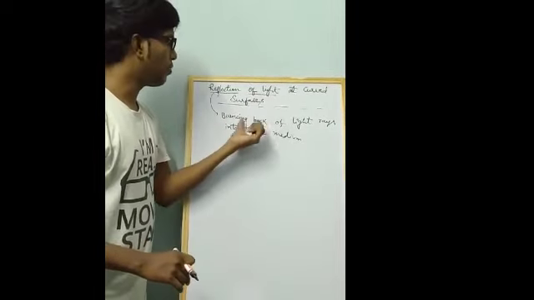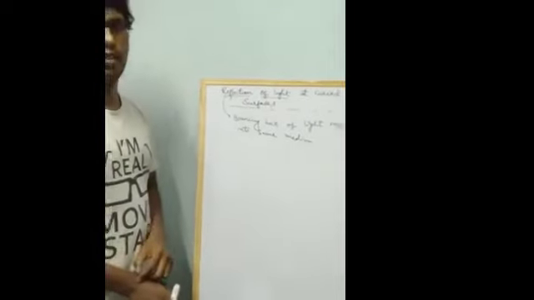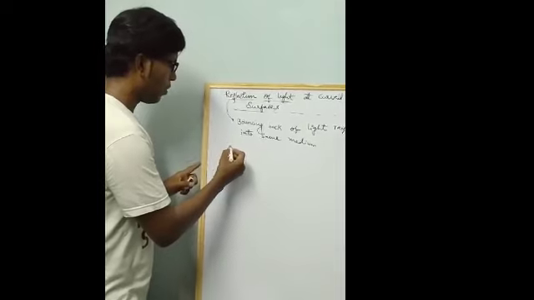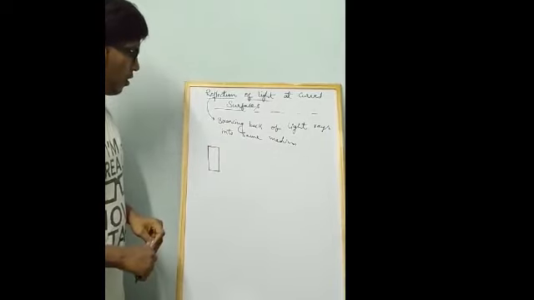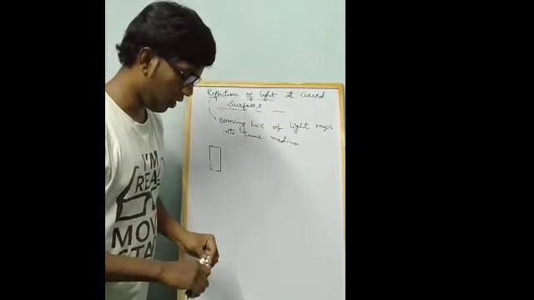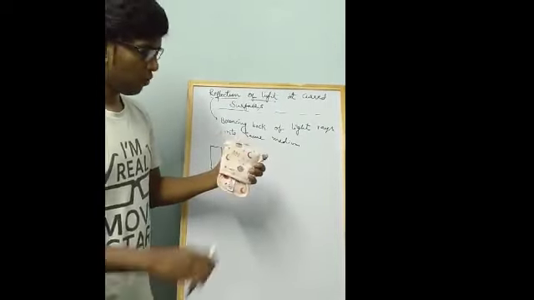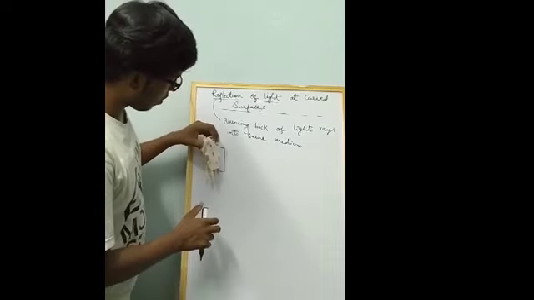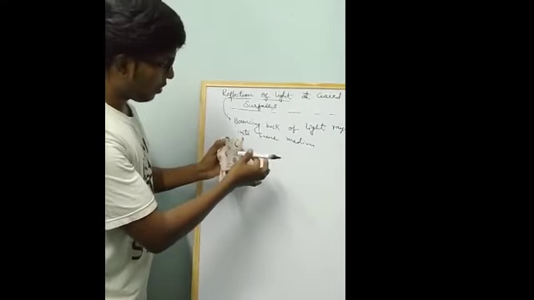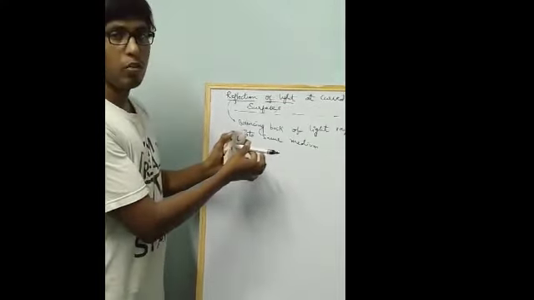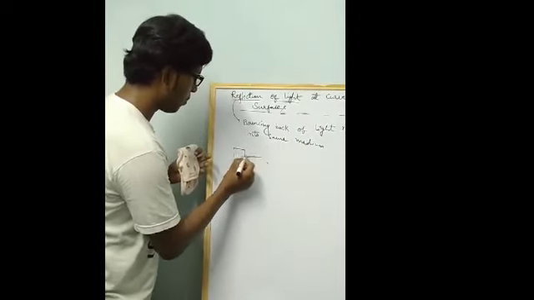So if we consider light, bouncing back of light rays into the same medium is called reflection of light. Now let me explain with some example. Let us assume that this cloth is a soft object, and it appears like the surface of this object. Here I am placing a pen perpendicularly to the cloth.